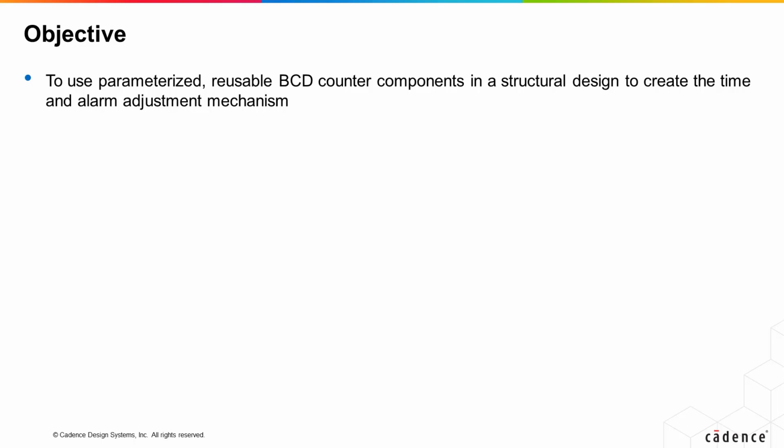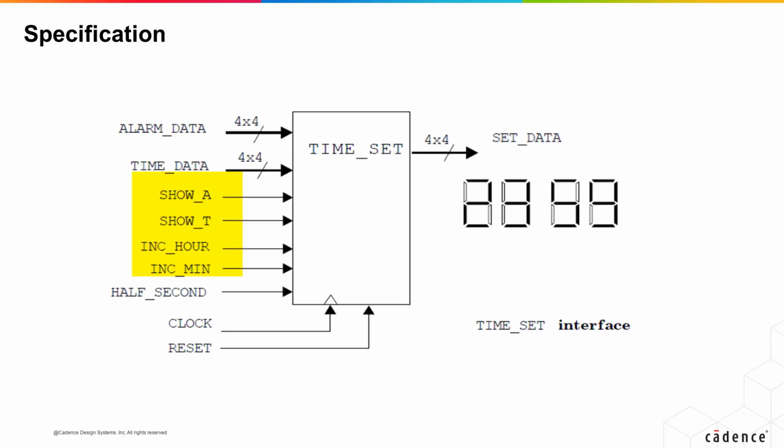The goal of this lab exercise is to use parameterized reusable counter components in a structural design to create the time and alarm adjustment mechanism. The time set component adjusts the time and the alarm to its new value under the control of the signals generated by the alarm clock controller state machine. The block diagram is as shown.